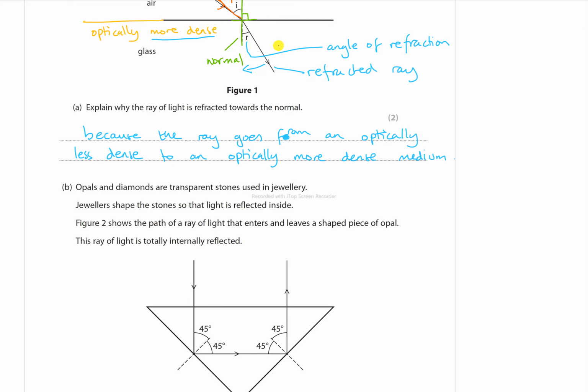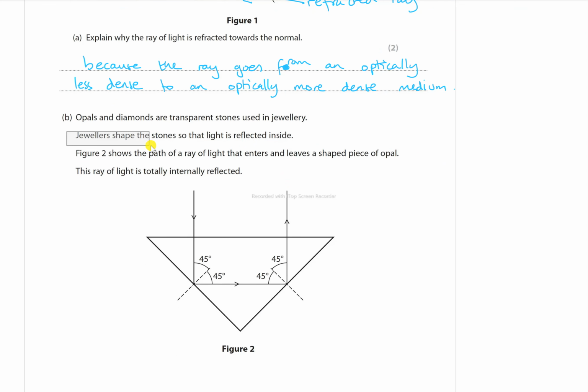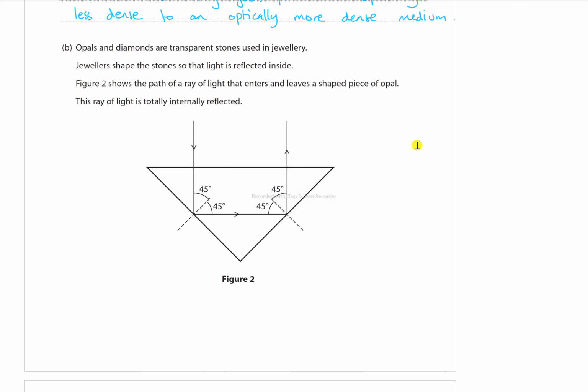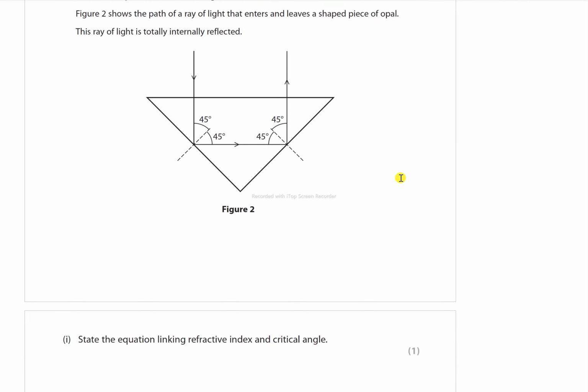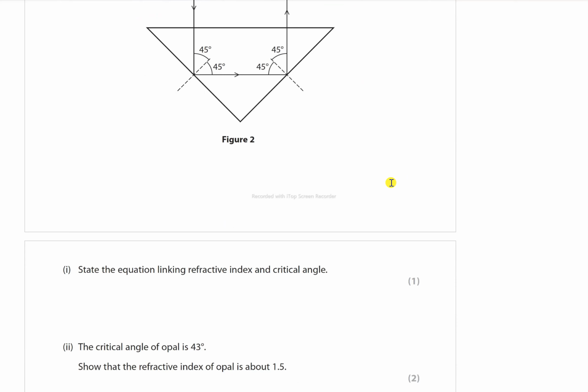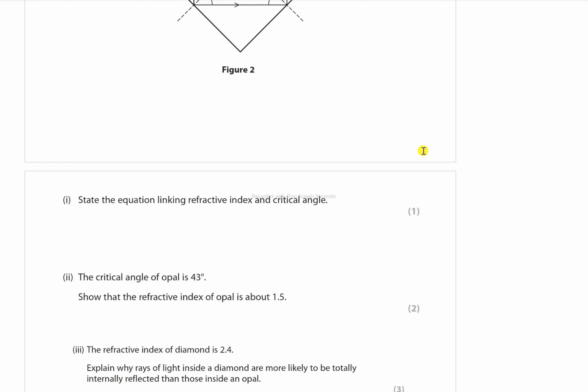Opals and diamonds are transparent. They allow light through. Jewelers shape the stone so that light is reflected inside. Figure 2 shows the path of a ray of light that enters and leaves, and you have total internal reflection. State the equation linking the refractive index and the critical angle.